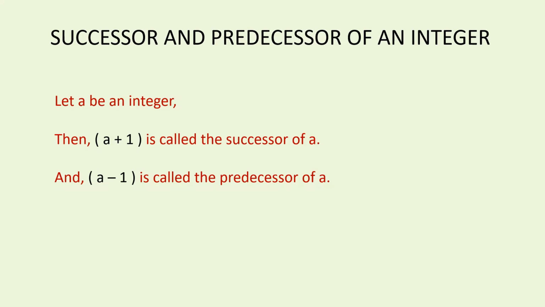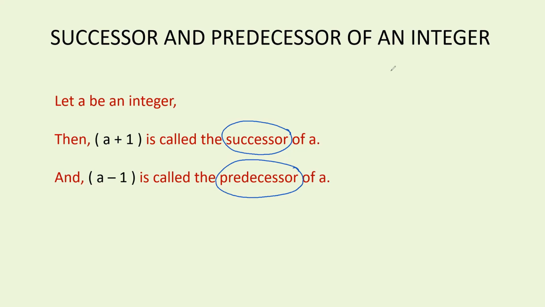In the last video, we learned how to add two integers. Now this video is an extension of the same concept. Here we will learn about the successor and predecessor of an integer. So let us know what the successor of an integer is. Successor means one number more than the given integer, and predecessor is one number less than the given integer.